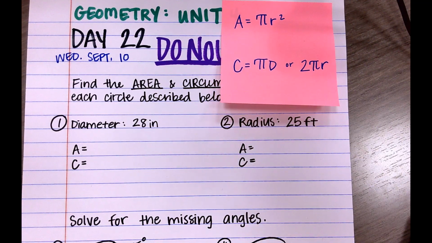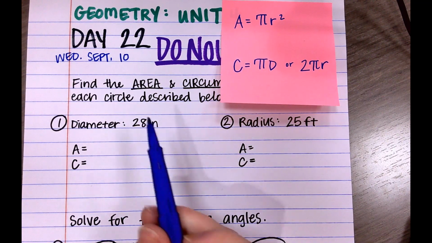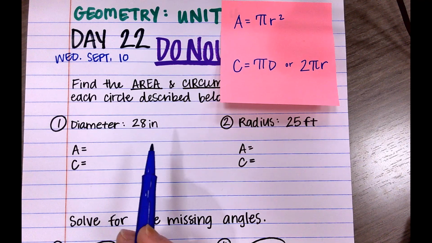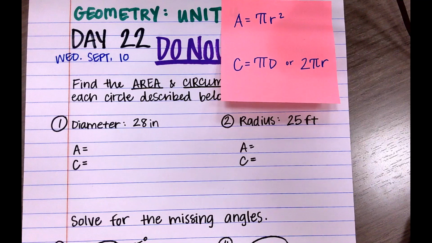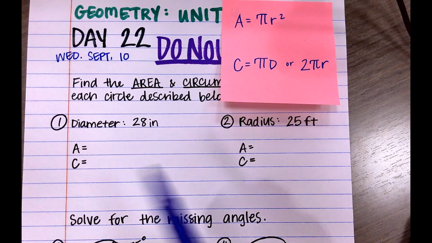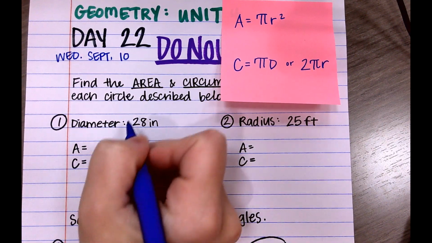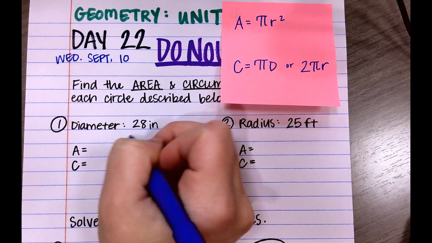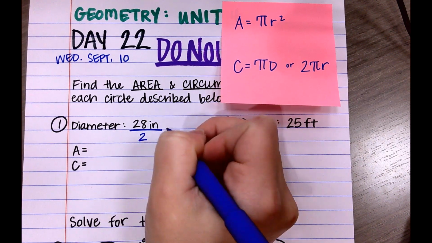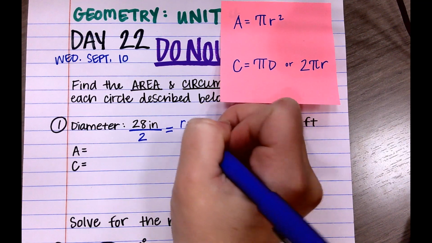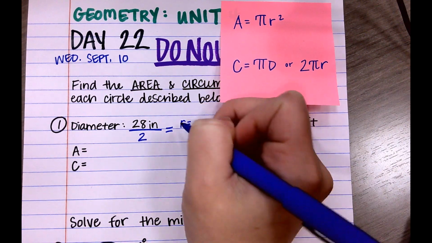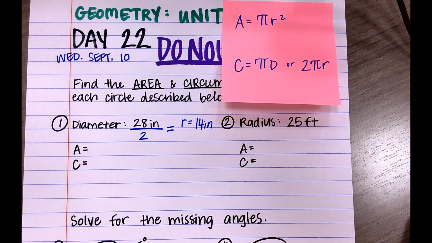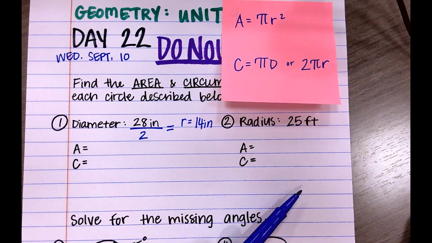So for number 1, I gave you a diameter of 28 inches. How can I use that to find the area? The radius is half of it. Yes. First, I need to know what the radius is because there's no diameter in the area formula. And you said it's half of the diameter, so we could just divide by 2. And what would our radius be? 14. Okay, so now we can find area.